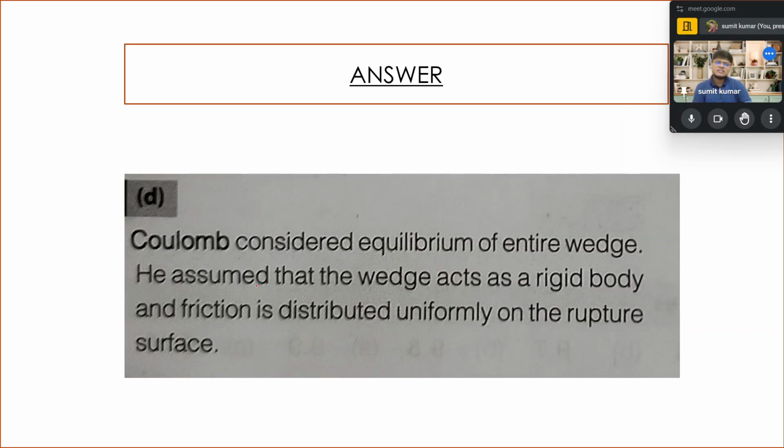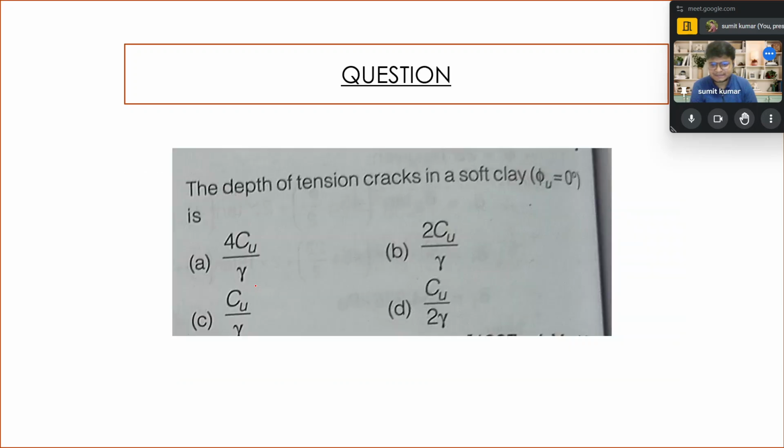When we read, it says that Coulomb considered the equilibrium of the entire wedge. He assumed that the wedge acts as a rigid body and the friction is distributed uniformly on the rupture surface. So option D is going to be our correct answer. Now we are moving to our next problem.